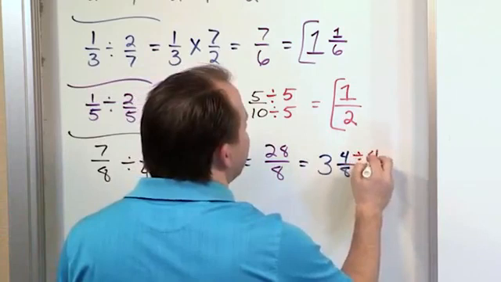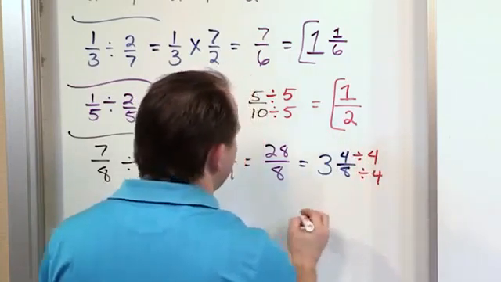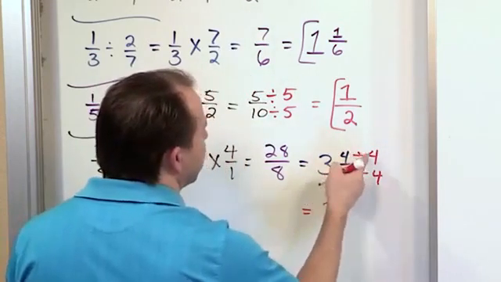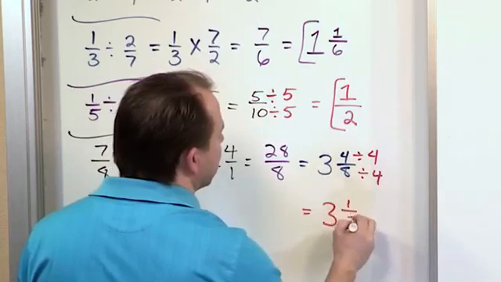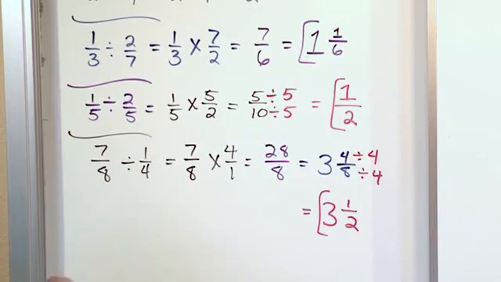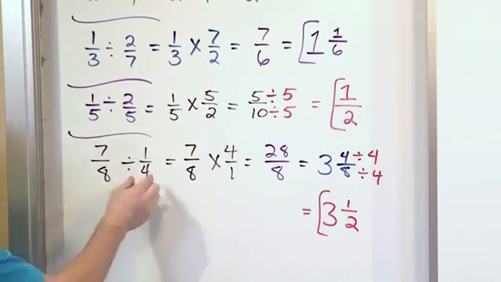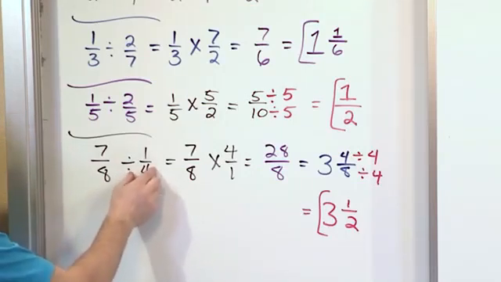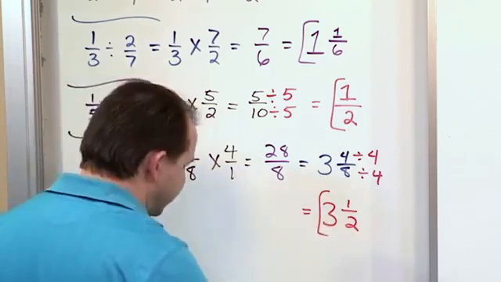We can divide the top by 4 and the bottom by 4. And we will get 3. 4 divided by 4 is 1. 8 divided by 4 is 2. So we get 3 and 1/2. So if we have 7/8 of a pizza, which is almost a whole pizza, and we divide it by 1/4, that will go 3.5 times.